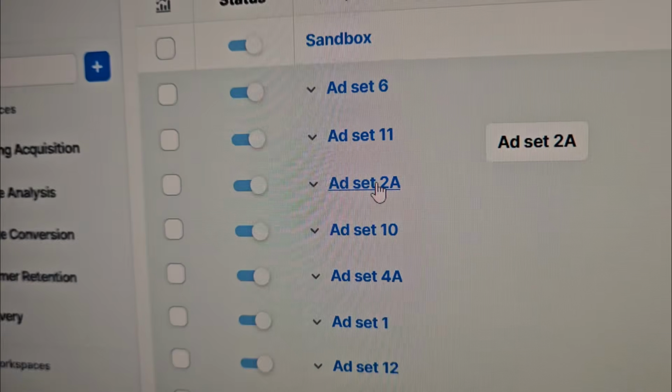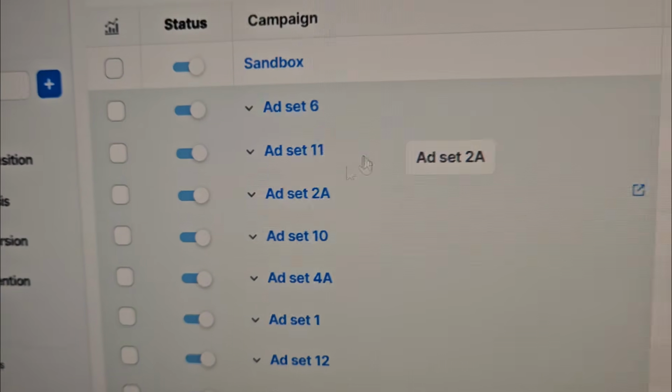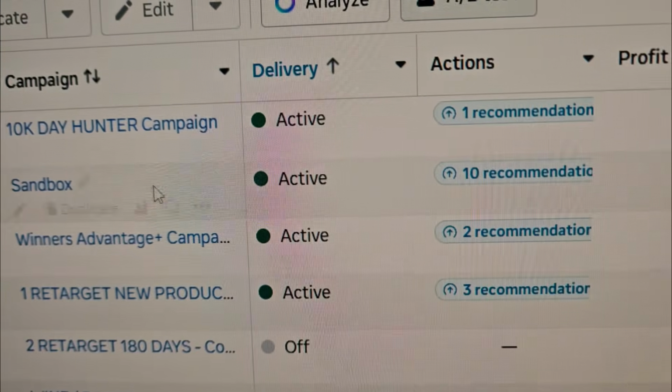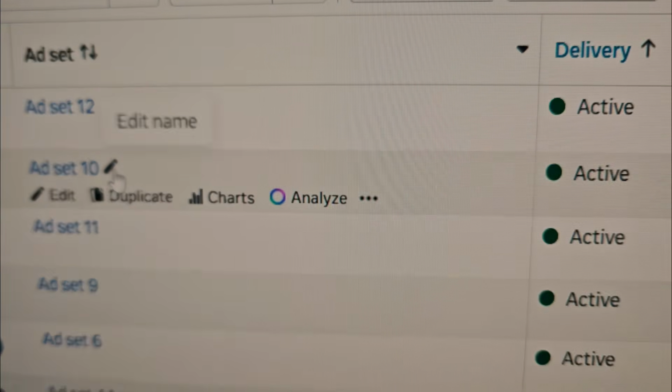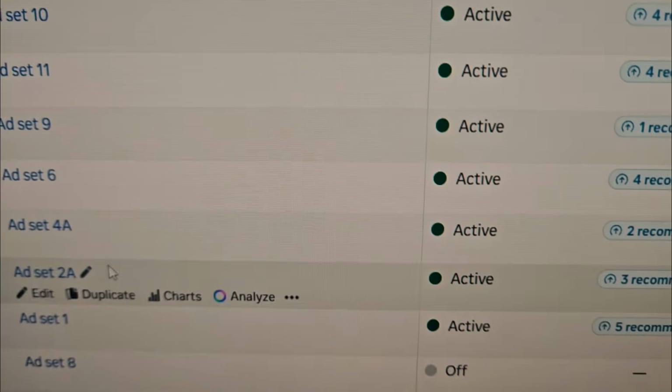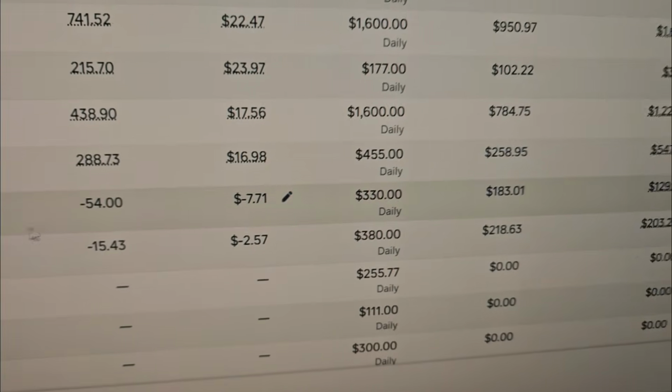Ad set 2A. So then I'll go over to Facebook ads. And now I'm inside of Facebook ads. And then I'll go into my sandbox where I have the ad. And I'll find ad set 2A. Here it is right here. And then I'll go over to ad set 2A.